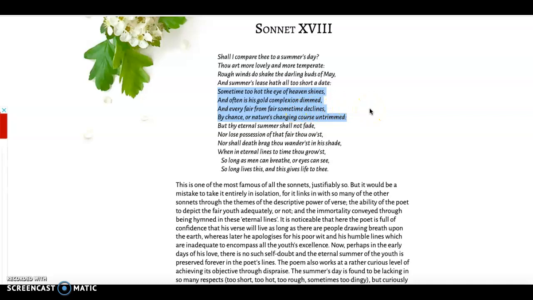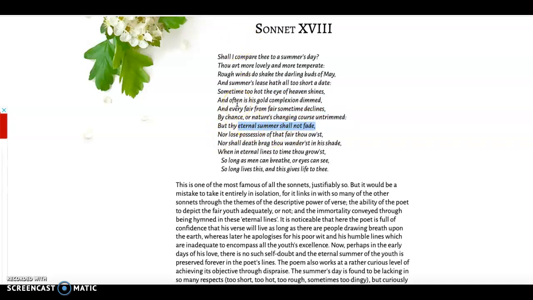And he says, and every fair from fair sometimes declines. That means everything that is beautiful eventually fades or declines by chance or by nature, and just general changing, that we're all inclined to eventually not be as awesome as that peak point in life and time, summertime. And he says, but your eternal summer, you will never fade. You will always be summer.